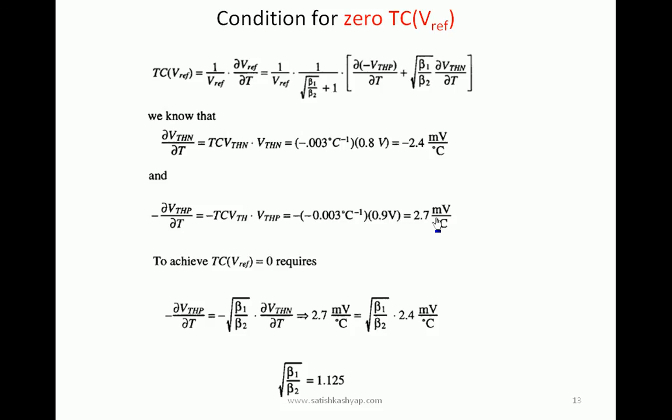But generally, if you choose NMOS and PMOS transistors, NMOS will have transconductance of 50 microampere per volt square, whereas PMOS will have 17 microampere per volt square. If we go with standard values, it is not possible to get this ratio. So definitely there is always a temperature coefficient for this circuit. That implies it depends on temperature.